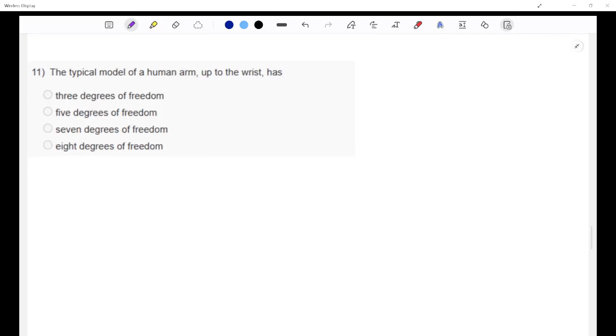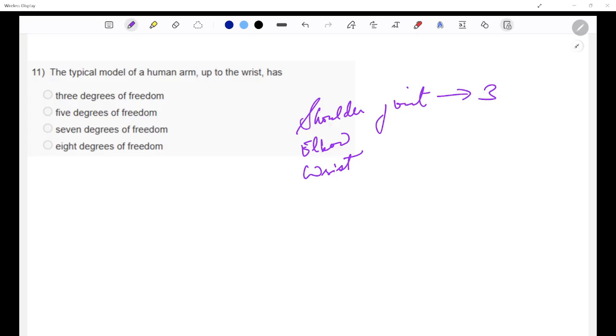The typical model of a human arm up to the wrist has 3 degrees of freedom, 5, 7, or 8. I think I explained this several times, but just to recap: it has a shoulder joint, an elbow joint, and a wrist joint. We don't count the finger joints here. The shoulder is a ball and socket joint. It independently has three directions, so it is 3 degrees of freedom.